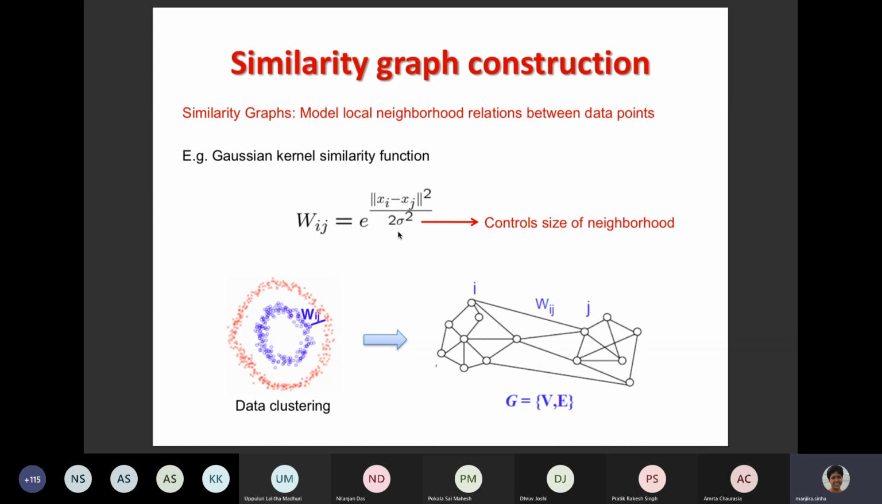So basically this controls the size of the neighborhood. To define that, we come up with the edges between pairs of vertices, and whether all pairs of vertices will have edges between them or not. So from this cluster data set, we can come up with this graph.